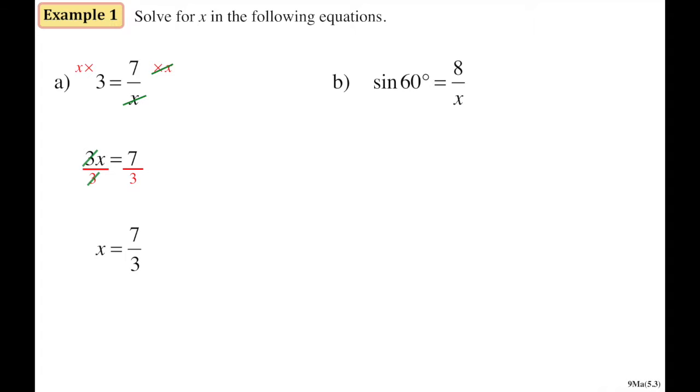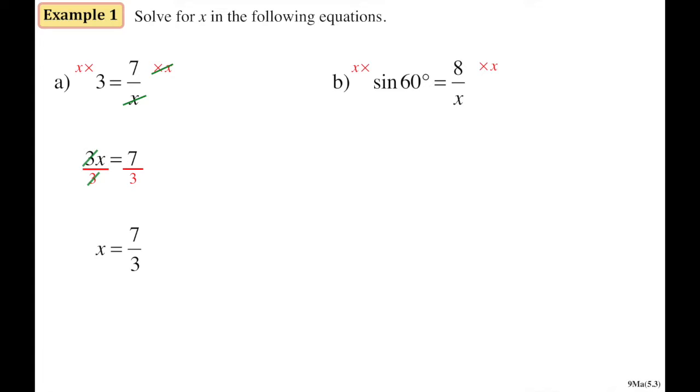So let's have a look at part B. Oh, hang on now. Can we recognize here that the sine of 60 degrees is equal to 8 over x, and the x is on the bottom of the fraction. So it's in the denominator. And when you get the unknown on the bottom of the fraction, we're going to play switchies. But let's just do it the long way to make sure it works, and we'll play switchies from then on.